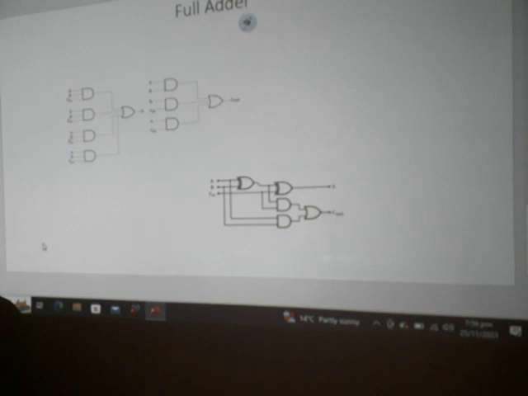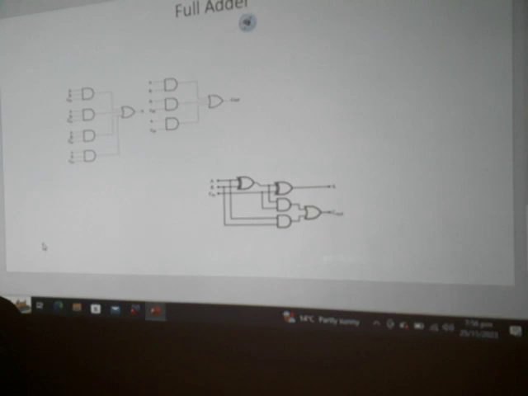Similarly, for carry, we have 3 minterms and the simplified relation is implemented by 3 AND gates and 1 OR gate. Now the first minterm is the input of the first AND gate. Similarly, the second minterm is the input of the second gate, and the third minterm is the input of the third gate. Now all the outputs of these 3 AND gates are connected with the input of the OR gate.